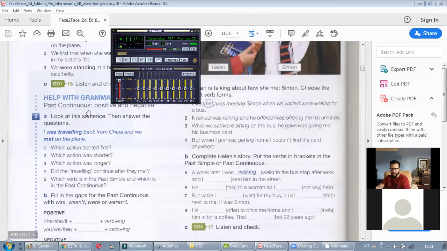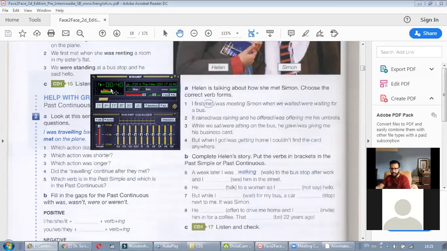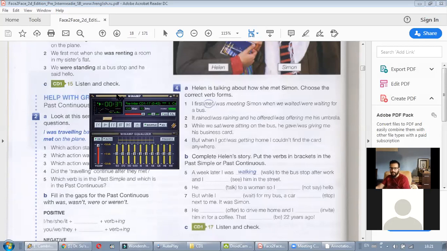I first met Simon when we were waiting for a bus. It was raining and he offered me his umbrella. While we were sitting on the bus, he gave me his business card. But when I got home, I couldn't find the card anywhere. A week later, I was walking to the bus stop after work and I saw him in the street. He was talking to a woman, so I didn't say hello. But while I was waiting for my bus, a car stopped next to me. It was Simon. He offered to drive me home and I invited him in for a coffee. That was 22 years ago.